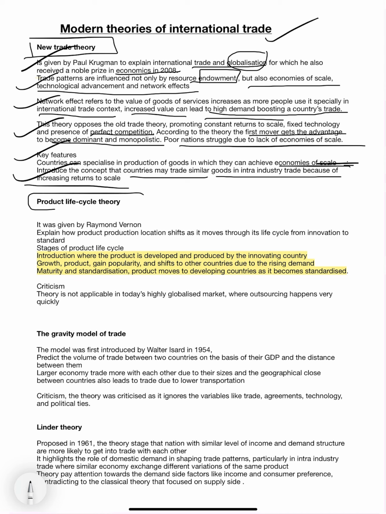Next is the product life cycle theory that was given by Raymond Vernon. It explains how the production location of a product shifts as it moves through its life cycle from innovation to standardization, or to its fixed standard. He talks about three different stages. First is the introduction stage, where the product gets introduced in the market by the innovating firm. Growth stage, where the product gains popularity and also shifts to other countries due to rising demand. And the last is the maturity or standardization stage, where the product moves to developing countries and becomes standardized.